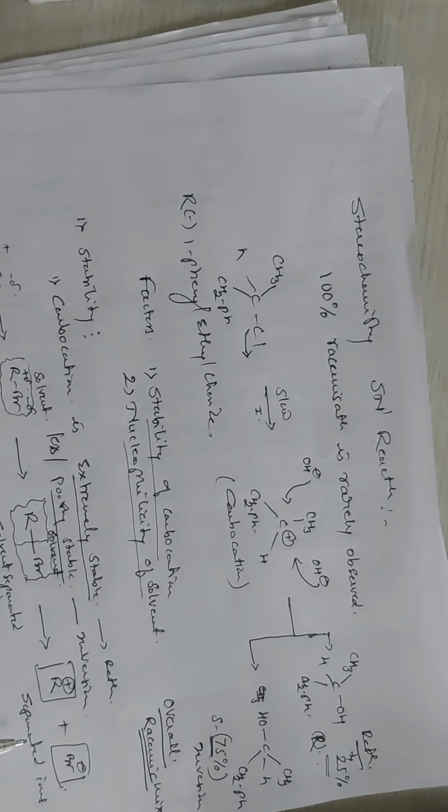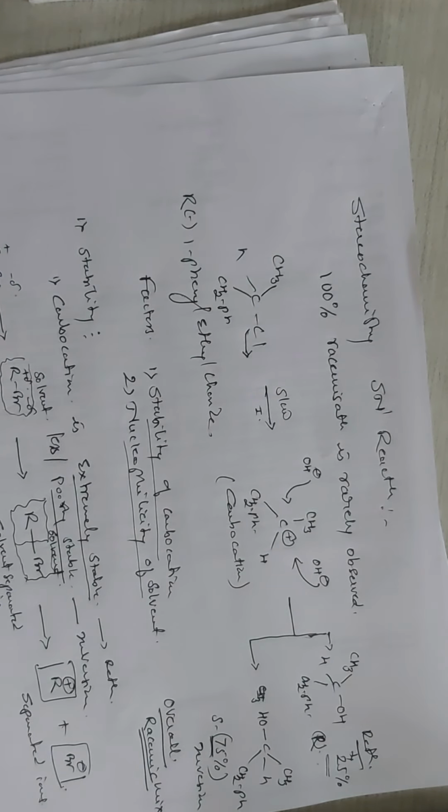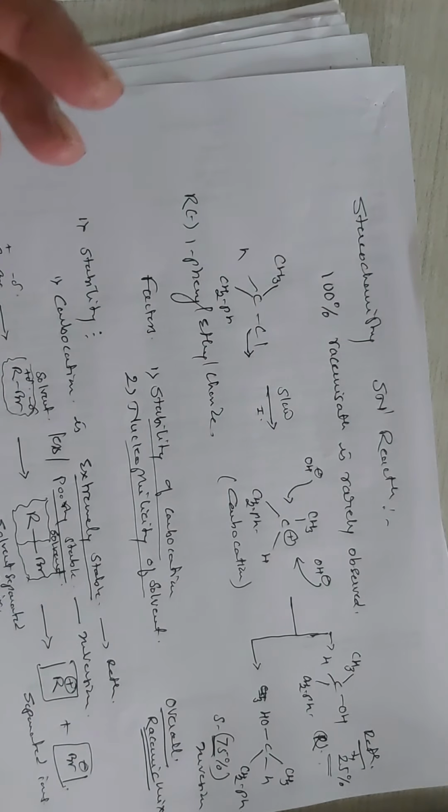then the attack of the nucleophile from both sides may be equal. But if it is a solvent separated ion pair or an intimate ion pair, then the backside attack is favorable. So the stereochemistry of SN1 reaction is mostly governed by these two factors: the stability of carbocation and the nucleophilicity of the solvent. In this way we complete both the mechanisms, the SN1 mechanism and the SN2 mechanism.